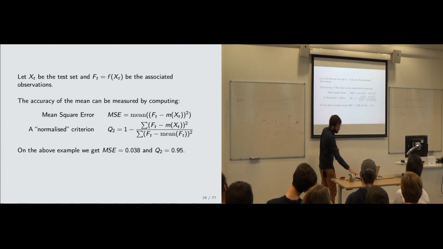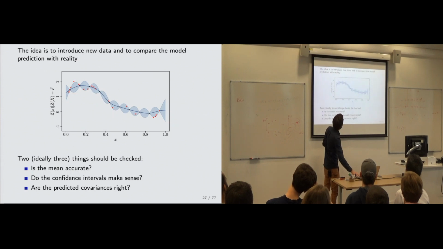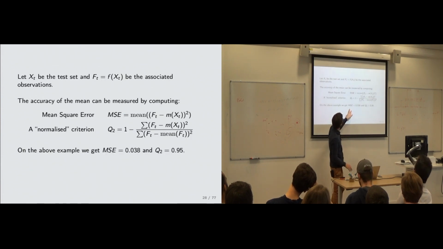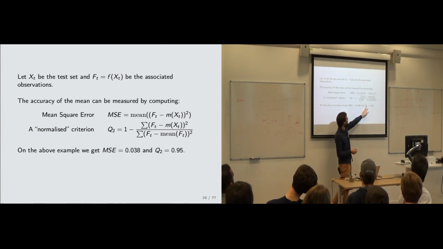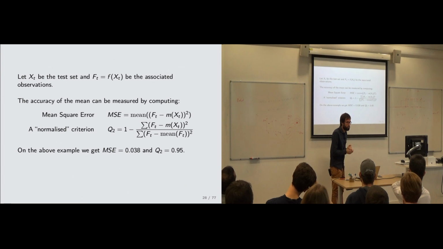If we look at this example here, we end up with a mean square error of 0.038 and a Q-square criterion of 0.95. So that's not too bad. We explain 95% of the variance we have in our test set with our model.